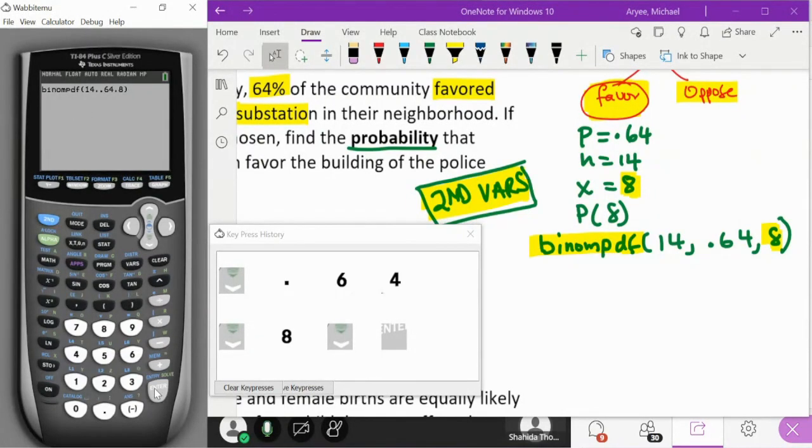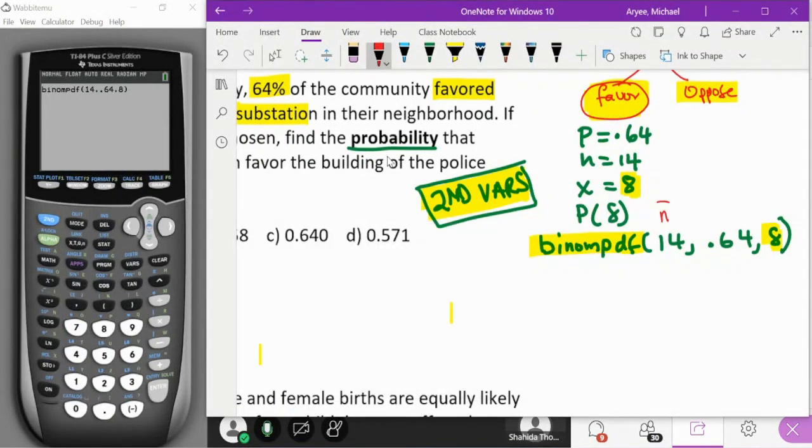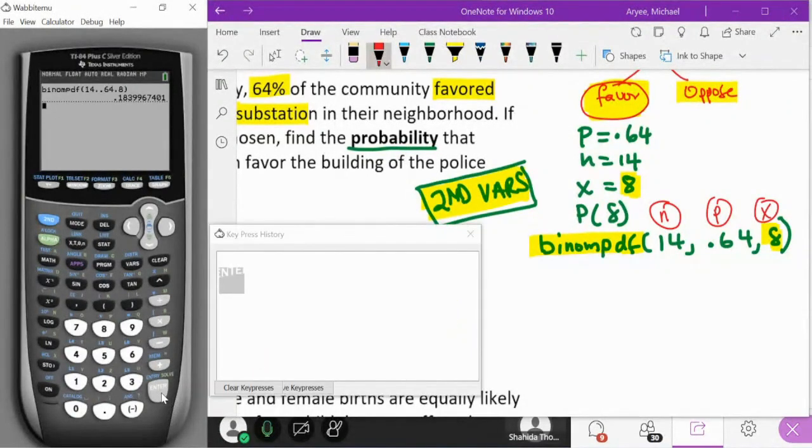Now, for those of you that have a TI-83, when you click on the Binomial PDF, it will just bring you to this screen. All you have to do is type in 14, 0.64, 8, then close parentheses. The TI-83 does not give you the screen you saw before. Always n comes first, p comes second, x comes third. The order is very important. Once you have that, you press enter, and it will give you the answer we were looking for.